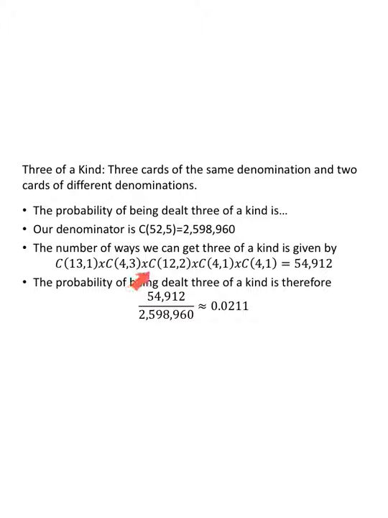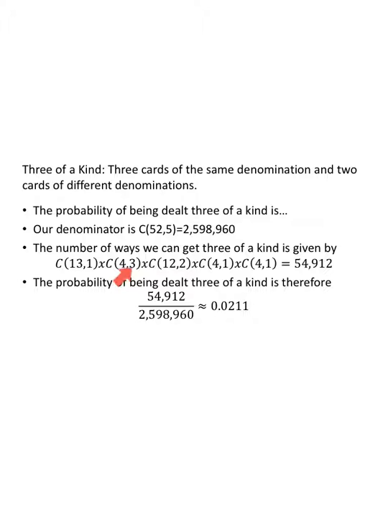I need 2 more cards. So from the combinations of the other 12 denominations, I want 2 of them. Remember, the other 2 cards have to be different from each other and different from the originals. So once I have those 2 denominations, 4 cards in one denomination, I want 1 of them. 4 cards in the other denomination, I want 1 of them.